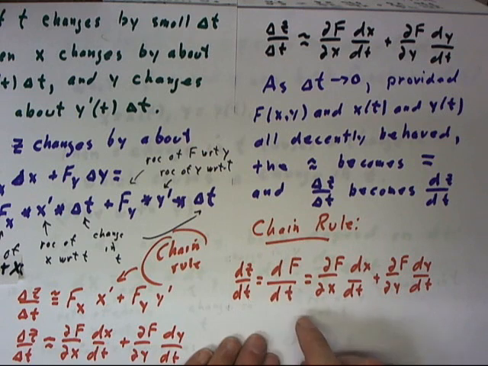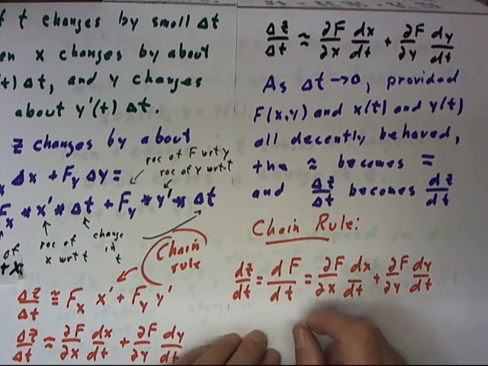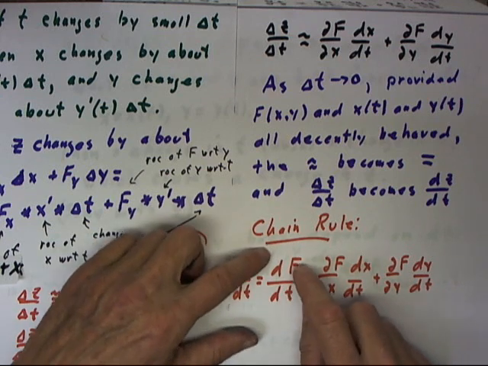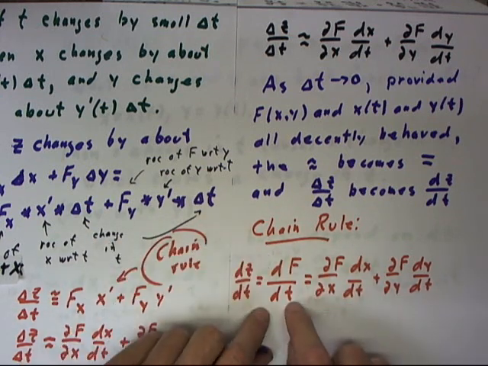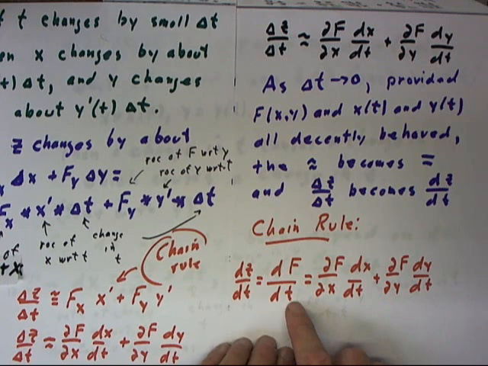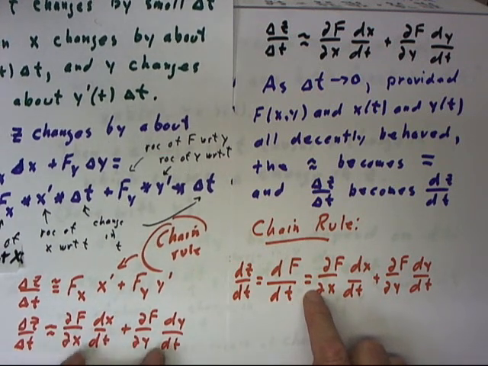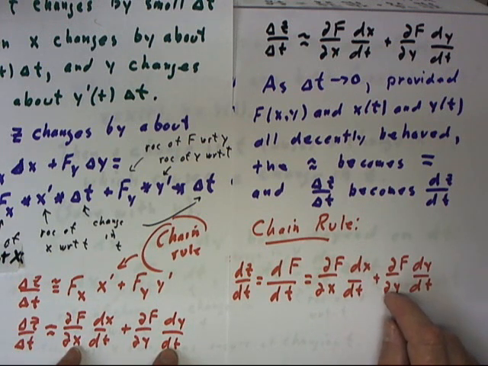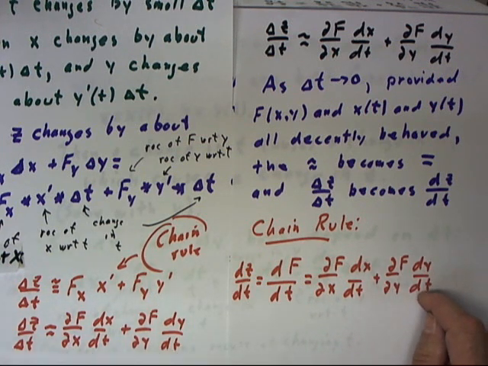dz/dt is equal to, well, of course, is equal to df/dt. We could use either notation. The df/dt, or the dz/dt, then becomes equal to the expression that we had here: partial of f with respect to x times dx/dt, plus partial of f with respect to y times dy/dt.